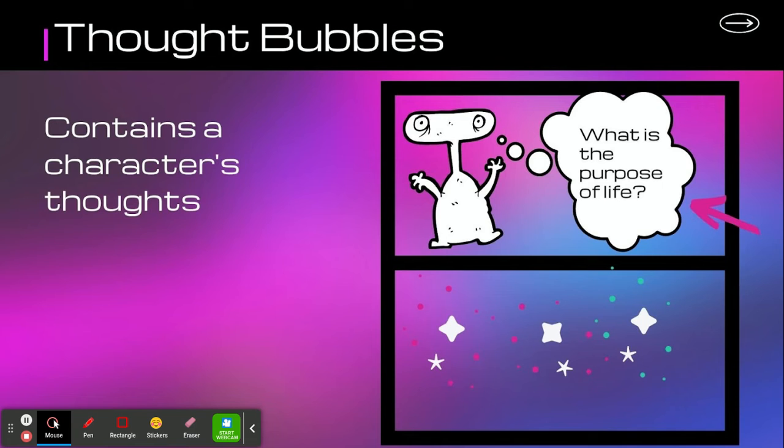Okay, and then we have thought bubbles. Sometimes an artist will choose a different shape or a different drawing of a bubble, one that tells us that characters are talking, and then maybe another one where it is just a character's thoughts. And so in this panel, we can see an alien wondering what the purpose of life is. That's a thought bubble. And usually you'll be able to pick up on whether or not the dialogue bubbles look different than when it's just a character having internal thoughts.